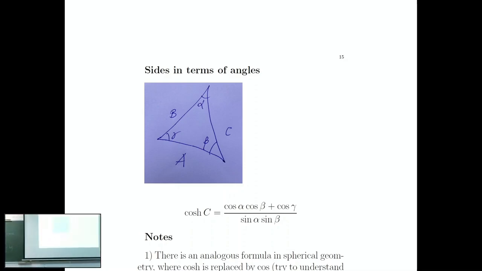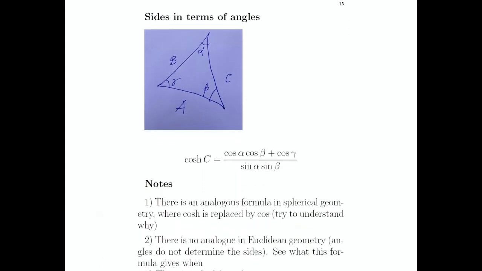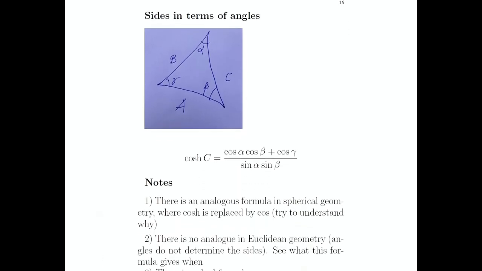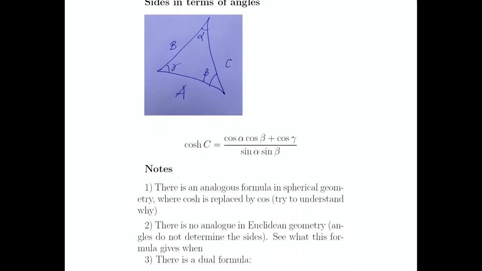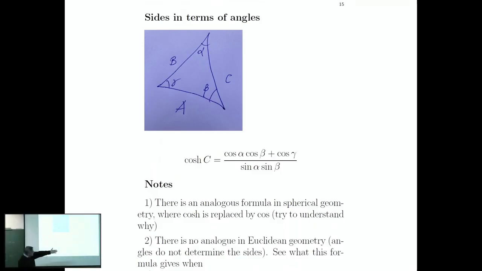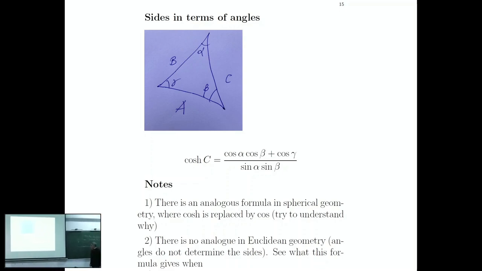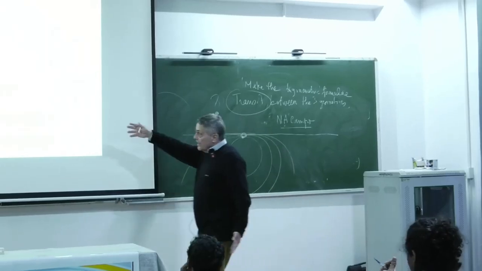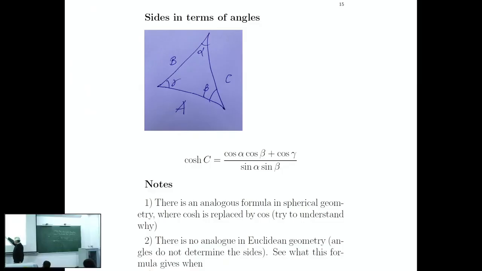I didn't write it here, but the question is, what happens in this theory of transitional geometry? What happens to this formula? There's an analogous formula, as I said, for spherical geometry, where the cosh is replaced by cos.